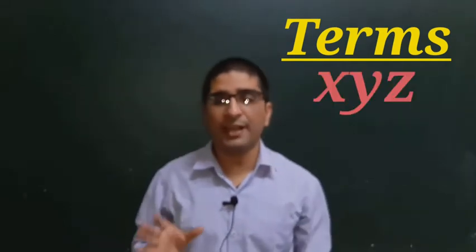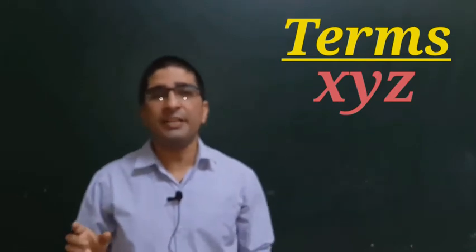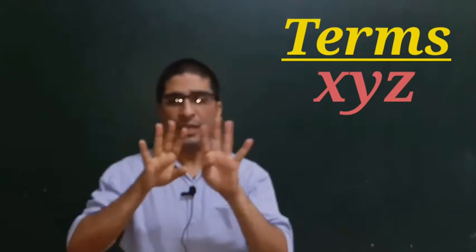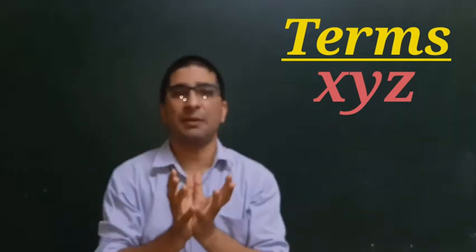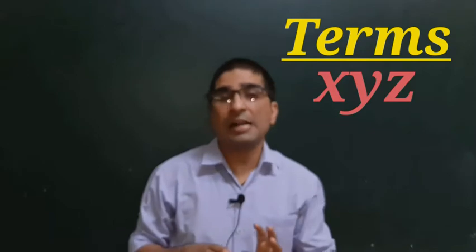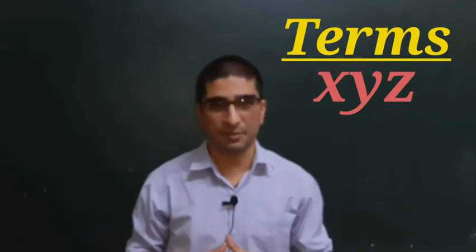Another example, xyz. In this xyz, the three terms are multiplied together, x into y into z. These three terms together make a single term. That's why x, y, z are not different terms. That is a single term since it is a product of three terms.